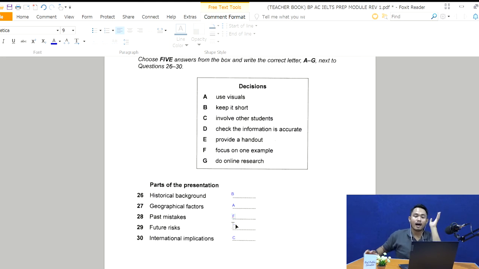Okay, so that means I've made two mistakes already, particularly in past mistake and future risk, because I answered F for past mistake and F for future risk as well, so I got two mistakes there. So you need to be really careful before you choose your answers. Okay. All right. Now let's see what's in store for number 29.